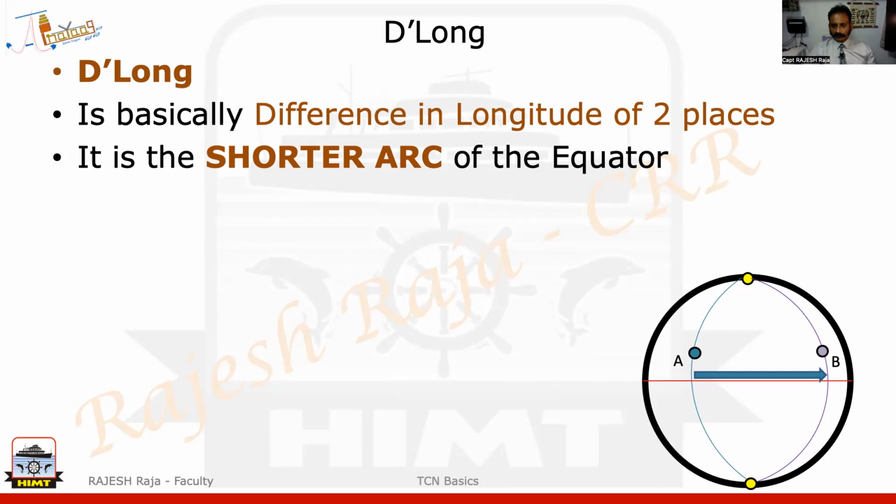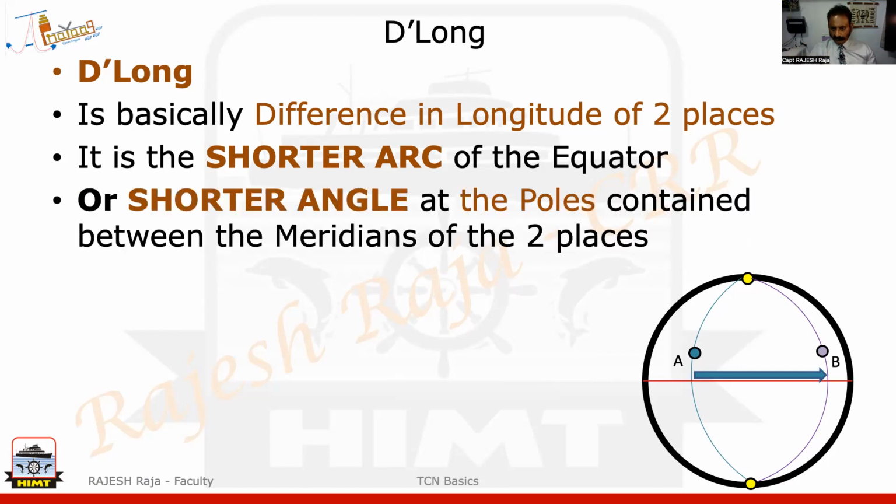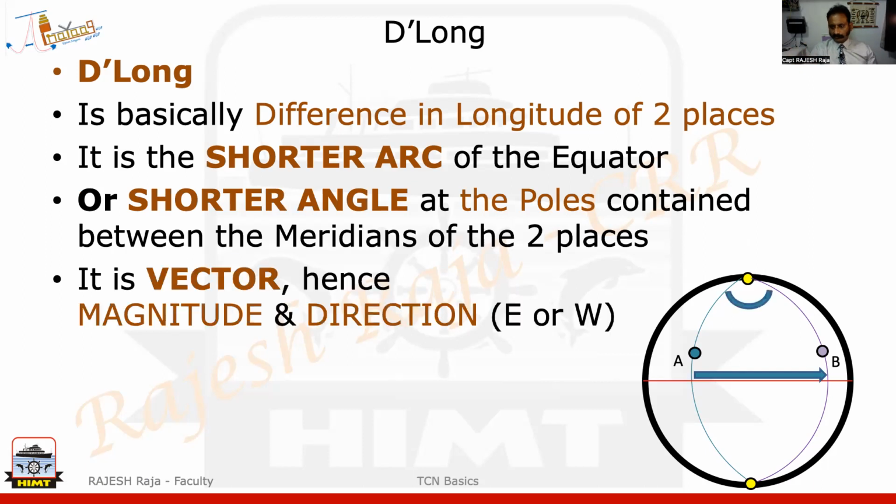Okay. So it can be given in terms of angle also, but that angle is also the shorter angle at the poles. And you will see I would have given a direction. Why? Because this is also a vector. Vector means I got a magnitude and I got a direction. So please look at these arrows in both the arc and the angle. I have mentioned arrows. So this is important. Why? Because whenever you give DLAT and DLong, there is a magnitude as well as a direction. So you will see the importance of this when we do the practical part of it.